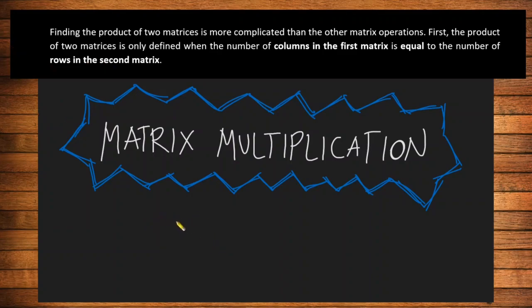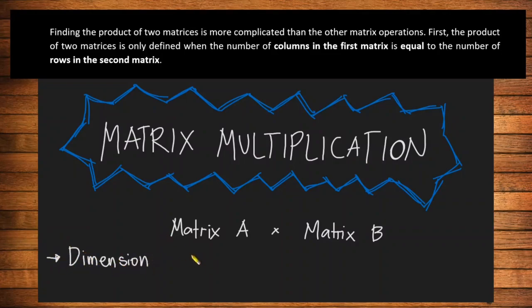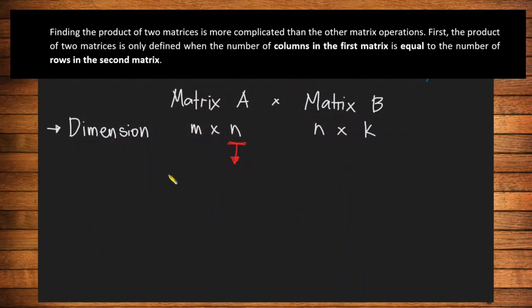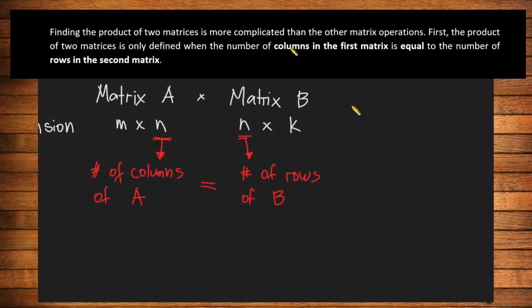This means that if we write the dimension of the two matrices to be multiplied side by side, the two inner numbers must be the same. So let's say that our first matrix A has a dimension m by n, and the second matrix B has a dimension n by k. You can see that the number of columns of A is equal to the number of rows of B. Therefore, we can multiply them, and the product matrix will have a dimension of m by k.